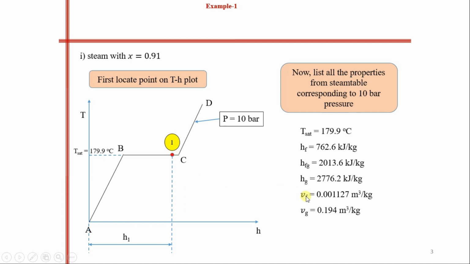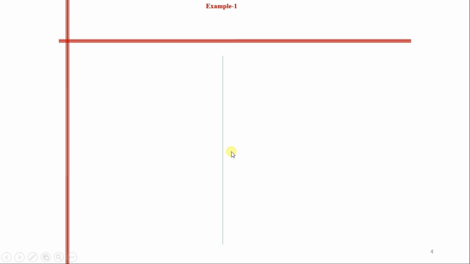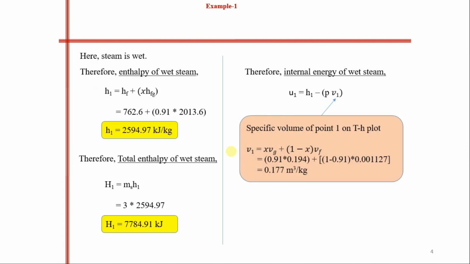From the steam table we can find volume of point B and volume of point C. Point 1 is in between B and C, means it is in the wet region. So specific volume of point 1 is given as x into vg plus (1 minus x) into vf. I already derived this equation in previous lectures. x is 0.91, it is given. vg we have found from the steam table, and vf is already found from the steam table. So volume of point 1 is 0.177 meter cube per kg.